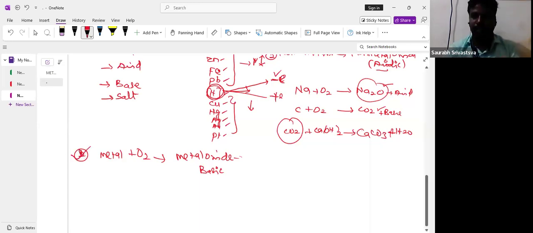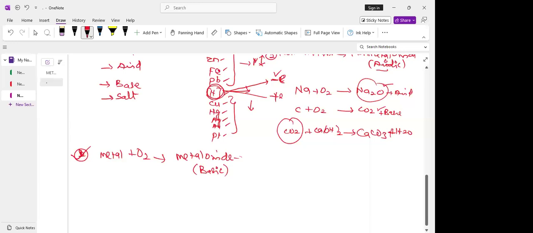When the metal is burning, if you take wood burning, you will get the ash. The ash is called oxide. Correct? So like that you have to remember. Metal reaction with oxygen forms metal oxide. The metal oxides are basic in nature. Base. Clear? So we have to remember this.